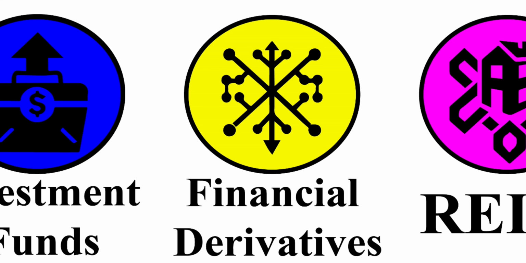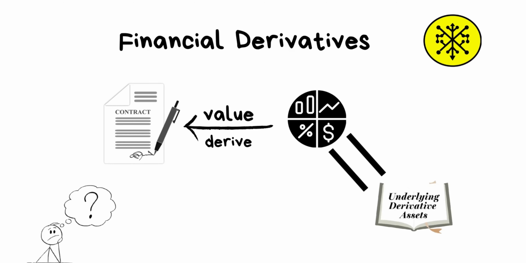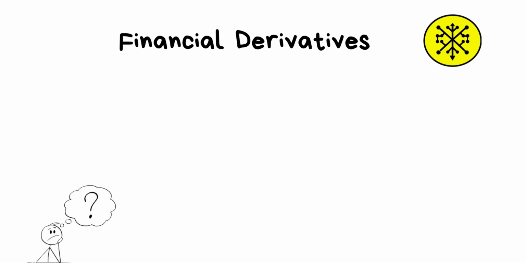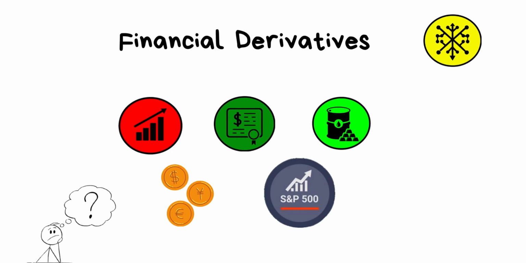Financial derivatives are contracts that derive their value from another asset called the underlying asset. This asset can be stocks, bonds, commodities, currencies, or stock indices.